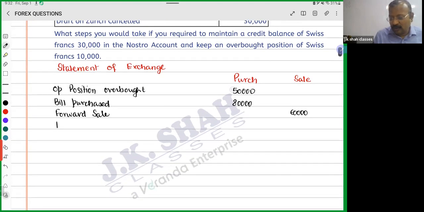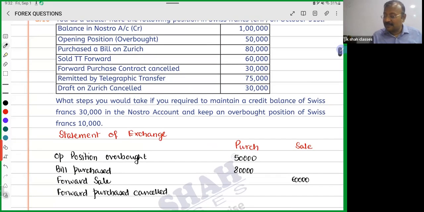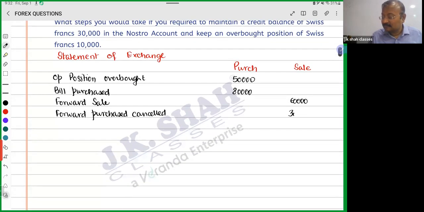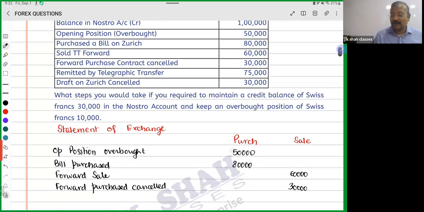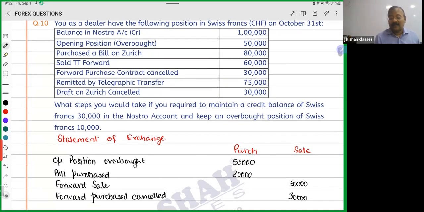So forward purchase cancelled. This is 30,000. Okay. Remitted by telegraphic transfer. What does this mean? The money has gone out. Okay. Is cash involved, or is this a forward transaction? Cash is involved, right? So where all would you enter?